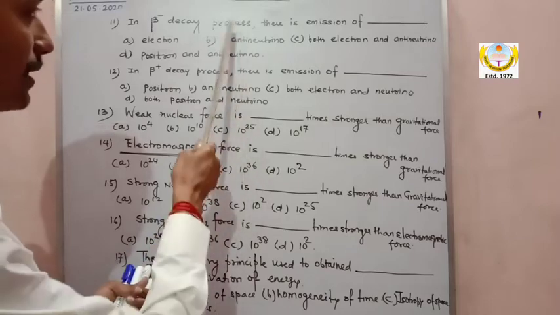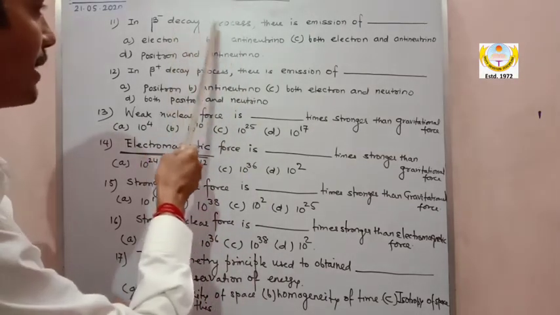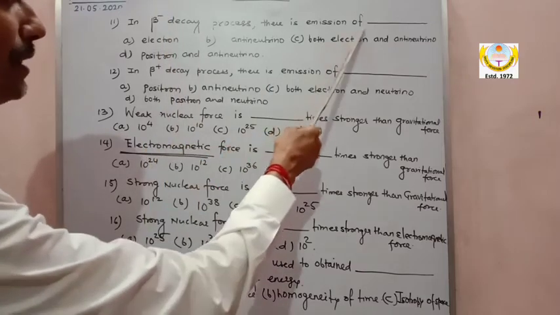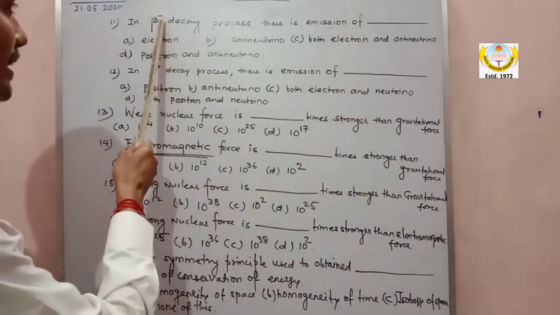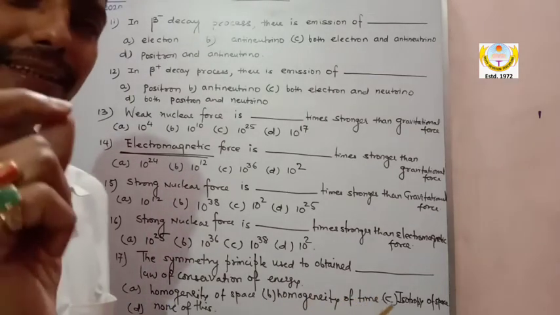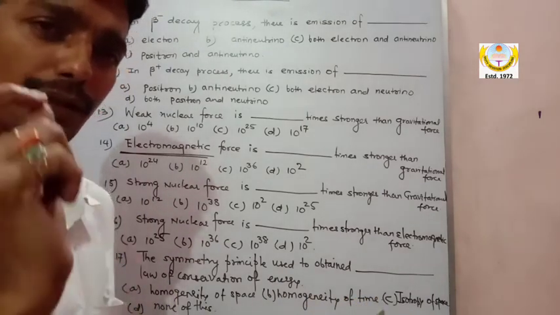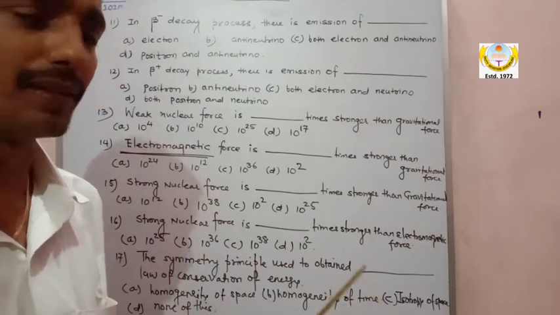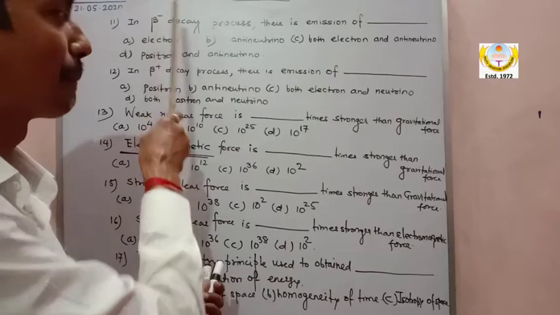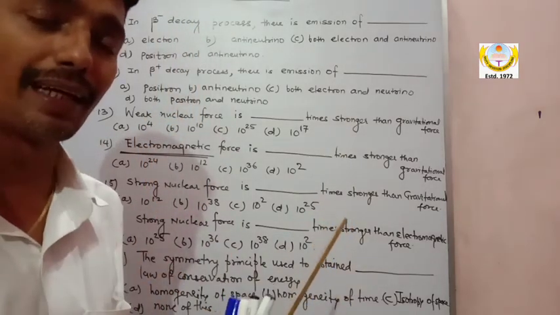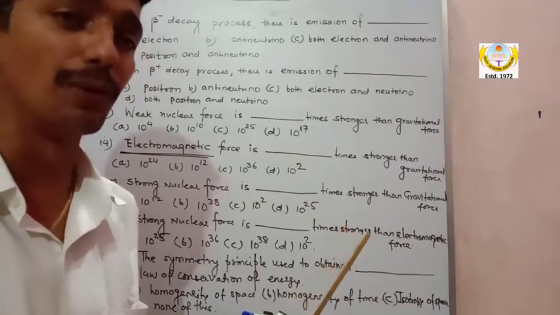Now my dear, the question is: in beta minus decay process, there is emission of what? As soon as there is a minus sign, it makes us understand it is an electron. Because if it is plus, then it is a positron, that is anti-electron. But if it is minus, then 100% it is an electron. And I told you, not only electron, along with the electron, an anti-neutrino.